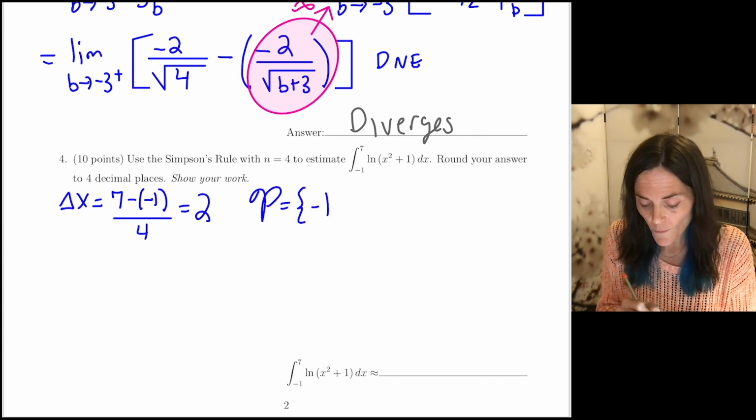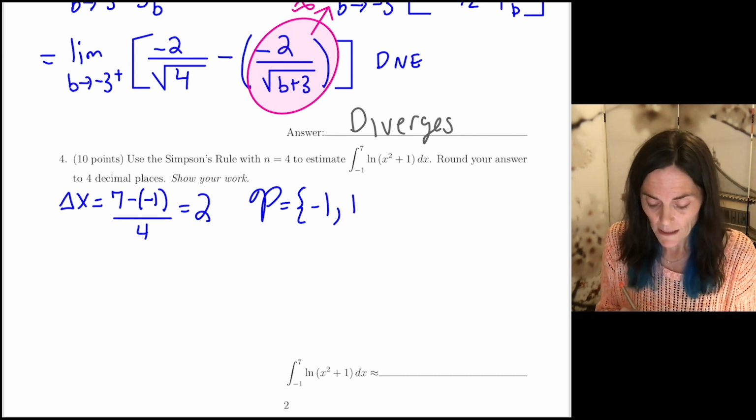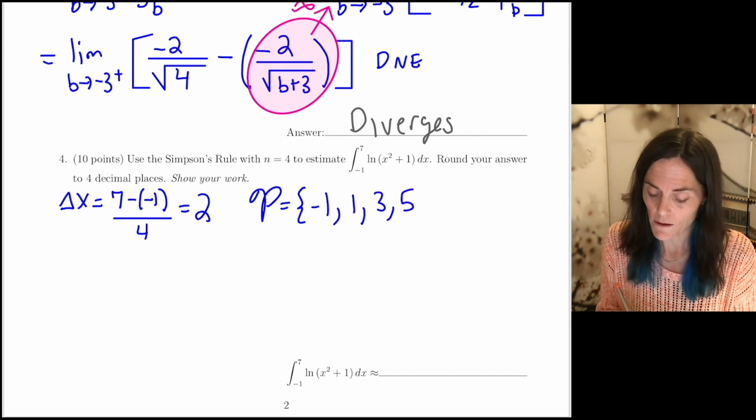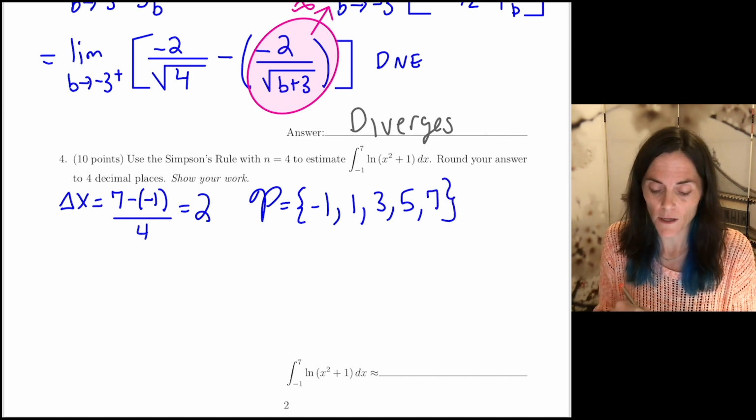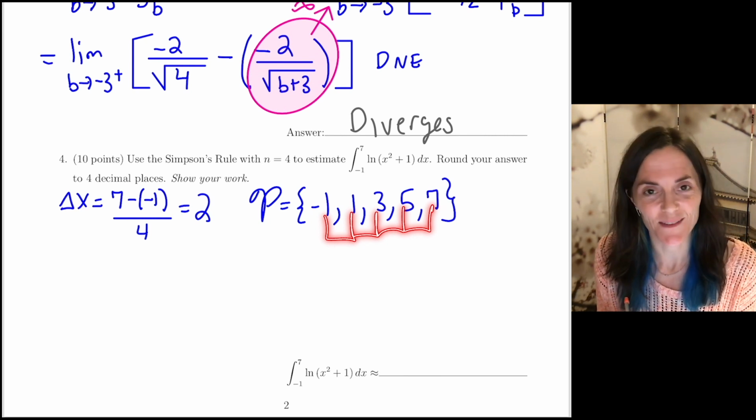Next step, write down your partition. You start with the lower limit of integration, march forward by delta x, which is 2, until you hit the upper limit of integration. This is my partition. And you see I have 1, 2, 3, 4 subintervals.